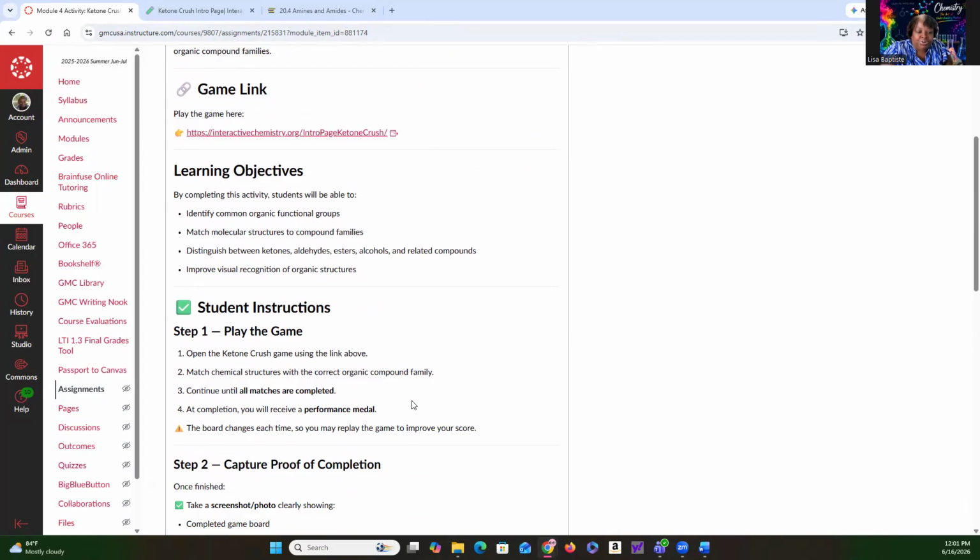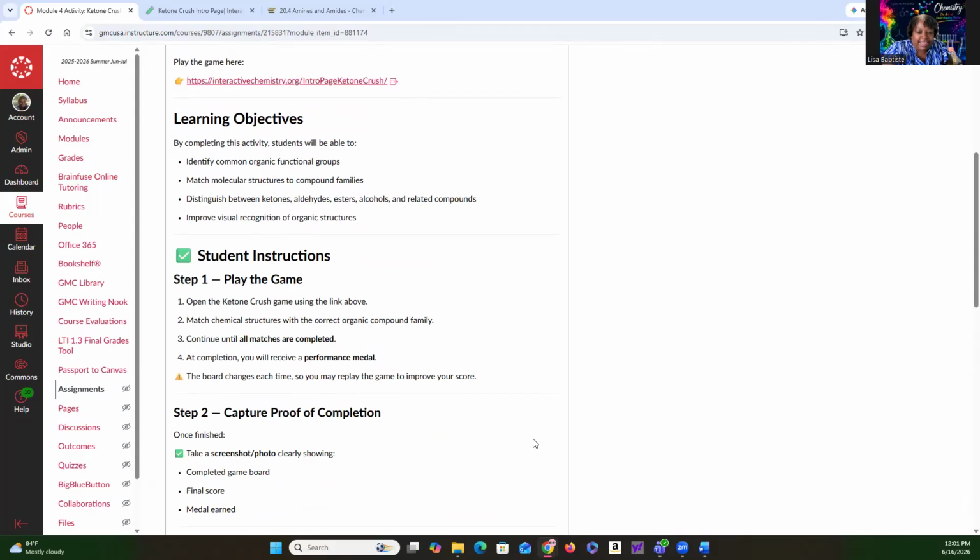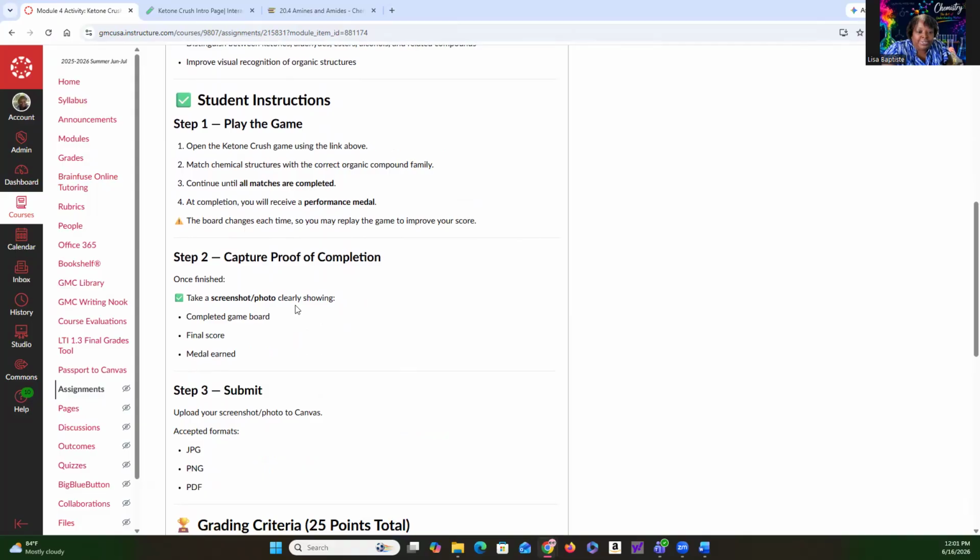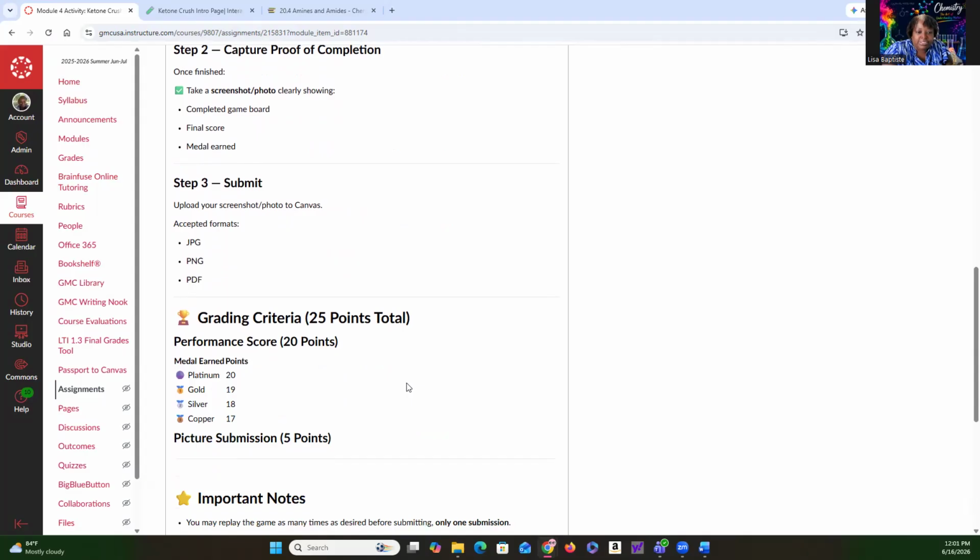At the completion, you will receive a performance medal. The board changes each time, so you can replay the game to improve your score. What you want to do is take a screenshot or photo clearly showing the completed game board, the final score, and your medal that you earned. All right, and then you're going to submit it.